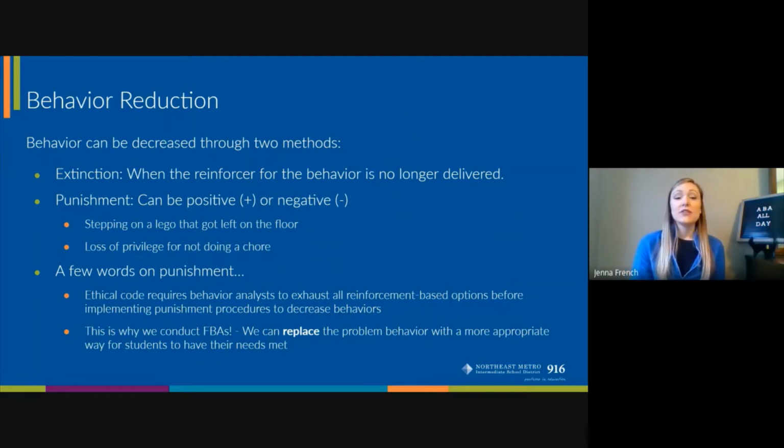And then an example of negative punishment is loss of privilege for not doing a chore. So maybe I don't get my TV time because I didn't make my bed in the morning. So that's an example there.